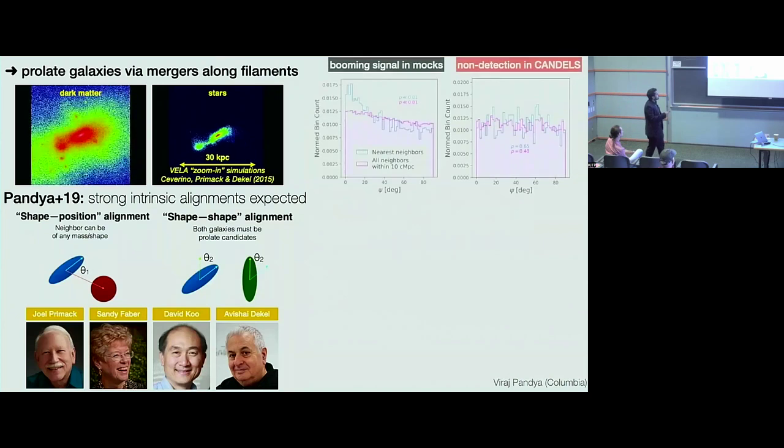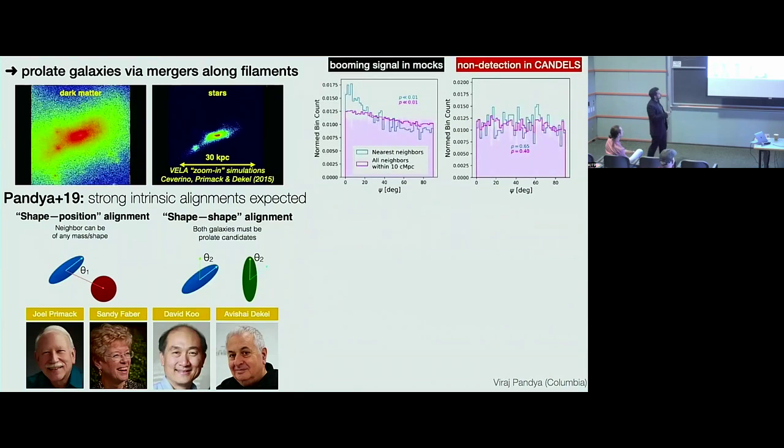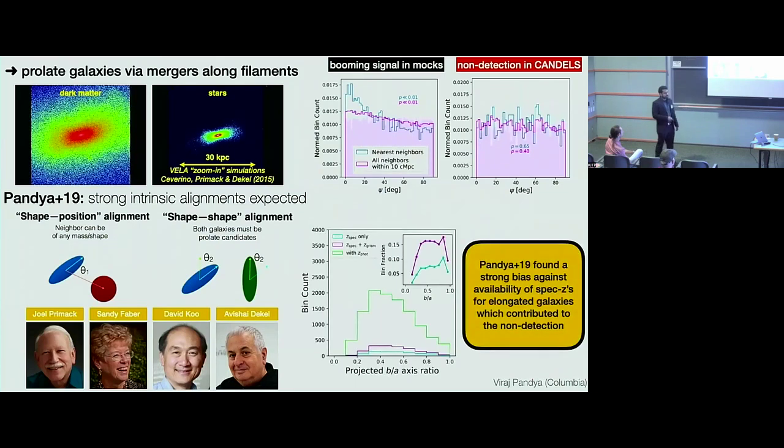Right? And we actually looked for this signal, so we predicted that there should be a booming signal based on mocks with actually an early version of Peter Behroozi's UniverseMachine, but we didn't see the excess of aligned pairs that we expected in CANDELS. And there's many reasons for this, one of which is that we restricted our analysis to only spectroscopically confirmed galaxy pairs, but we found that there's actually a huge bias against getting spec-zs for elongated galaxies for some reason. So ask me more about that later if you're interested.